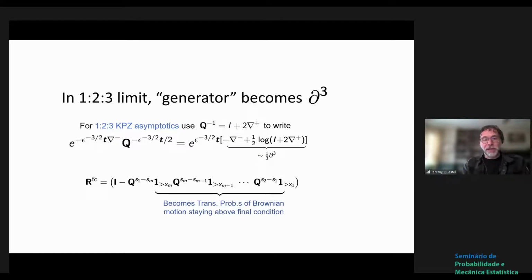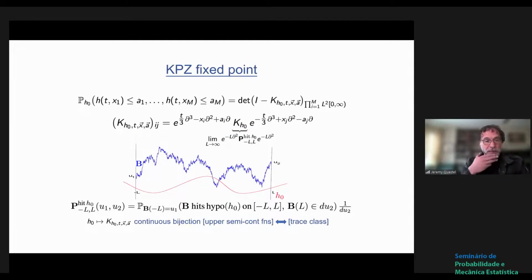And then if you expand the log, you get cancellations up to the third order, and you find out that this thing is basically a third order derivative. And so this d cubed is super interesting, and it tells us that this is a type of probability where the d squareds of diffusion theory get replaced by d cubes. Okay, so here's the KPZ fixed point formula.